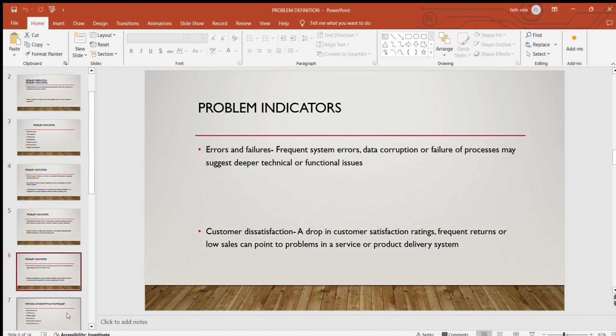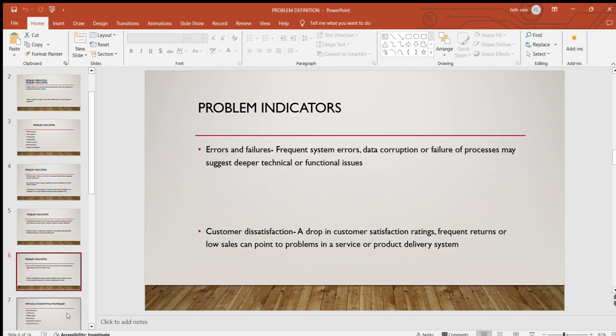And then we also have customer dissatisfaction. This refers to a drop in customer satisfaction ratings, frequent returns, or even low sales. It can point to problems in a service, product, or delivery system.